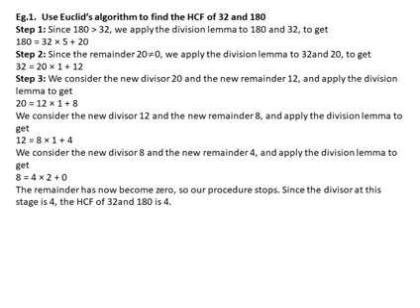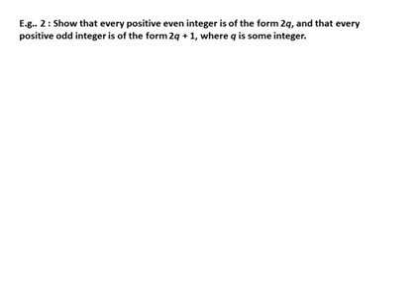Next, example 2. Show that every positive even integer is of the form 2q and that every positive odd integer is in the form of 2q plus 1, where q is some integer. Here we have to take one positive integer as a. We need to apply the Euclid division algorithm, a equal to bq plus r. We have to divide two numbers, a is divided by b.